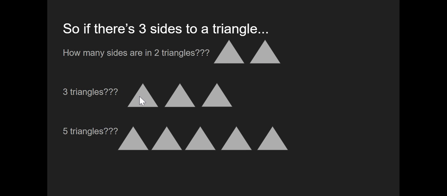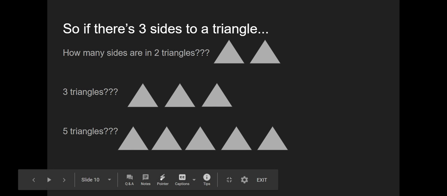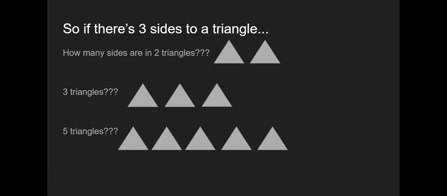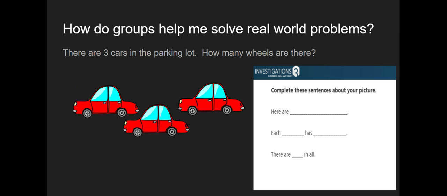What about in 3 triangles? I could skip count by 3s. 3, 6, 9. And what about 5 triangles? Again, I could skip count. 3, 6, 9. 9 plus 3 more is 12. 12 plus 3 more is 15. So I would have 15 sides in 5 triangles.